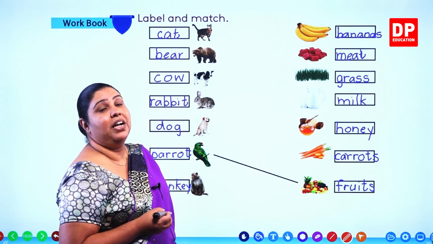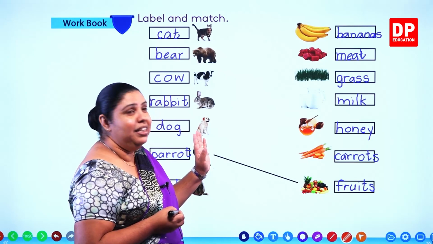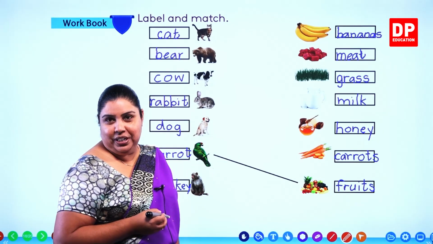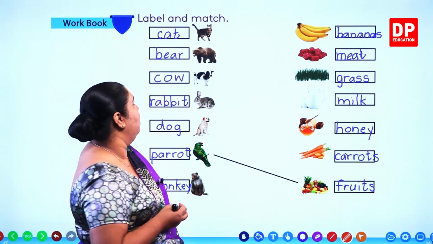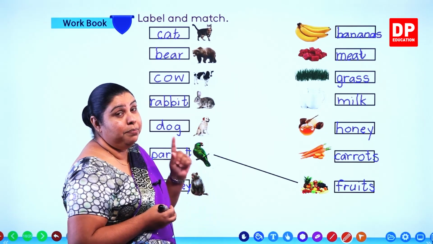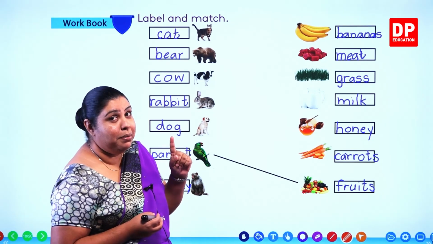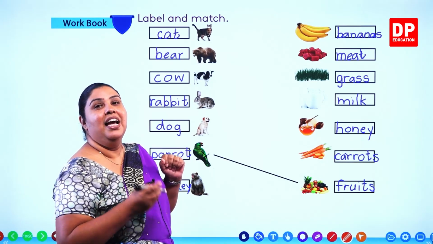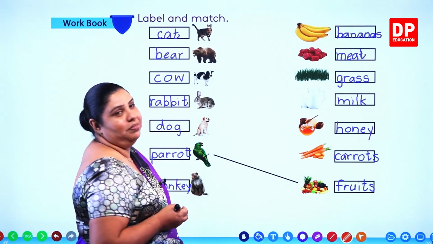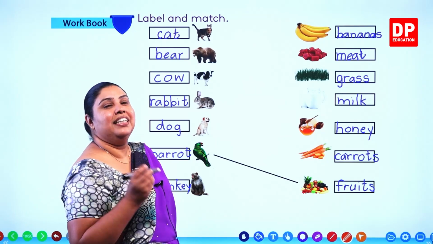Now it's the time for us to match the animal to their favorite food. That is what we are going to do now. Now it's time for you to remember, right? We are going to remember everything that we have learned and we are going to match them. First animal is the cat.